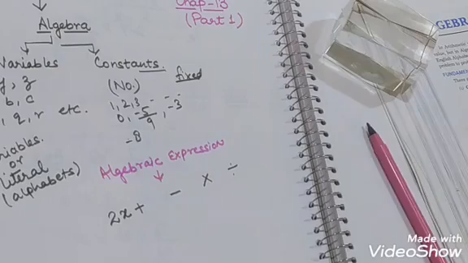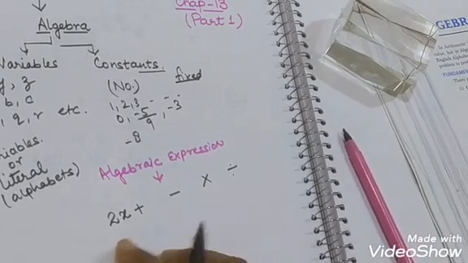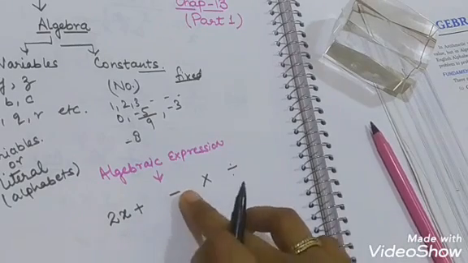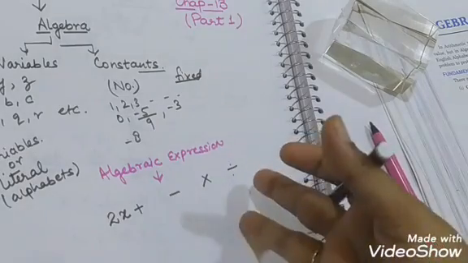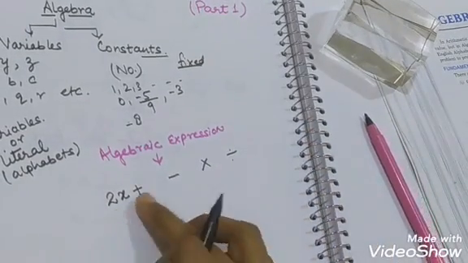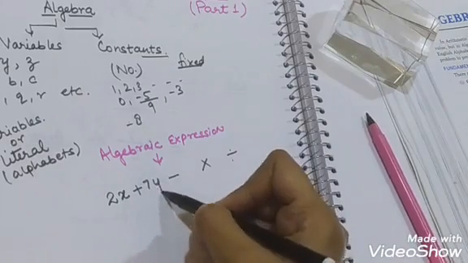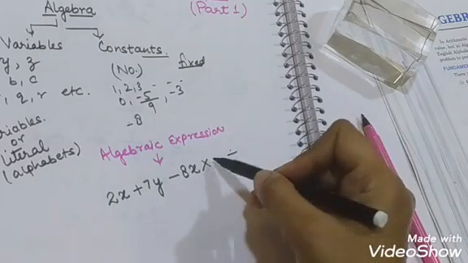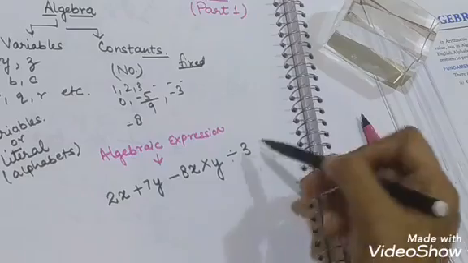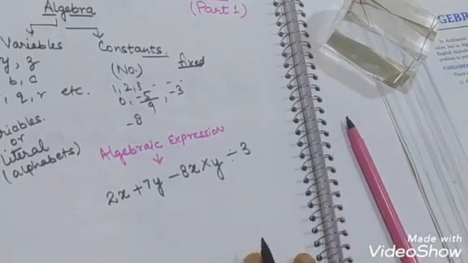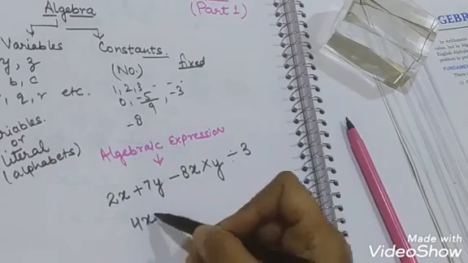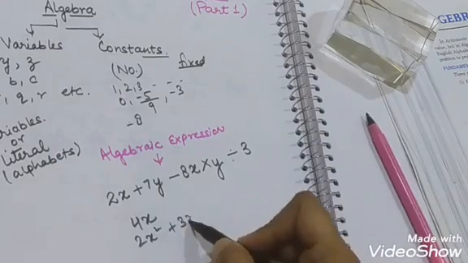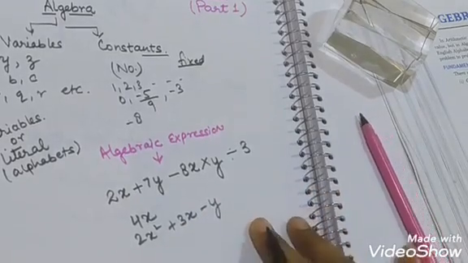So an algebraic expression is a combination of constants and variables connected by operations, either plus, minus, multiplication or division, or all of them. For example, 2x plus 7y minus 8x multiplied by y divided by 3, suppose, is called an algebraic expression. Or simply 4x, it is also an algebraic expression. 2x square plus 3x minus y is also an algebraic expression.